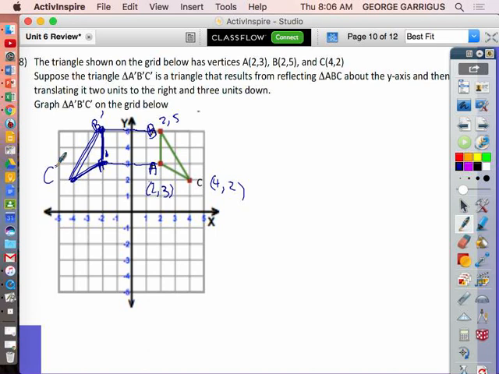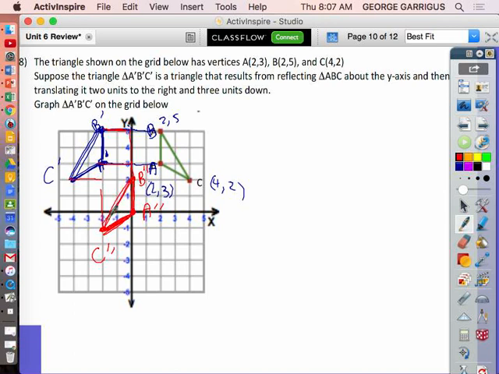We're going to translate it 2 units to the right and 3 down. So I'll take a different color. I'm going to go 2 to the right and 3 down, which is here. We're going to call that B prime prime. 2 right and 3 down gets me to the origin. That's A prime prime. And then 1, 2, 3 is here. C prime prime. So I'm going to connect it here.